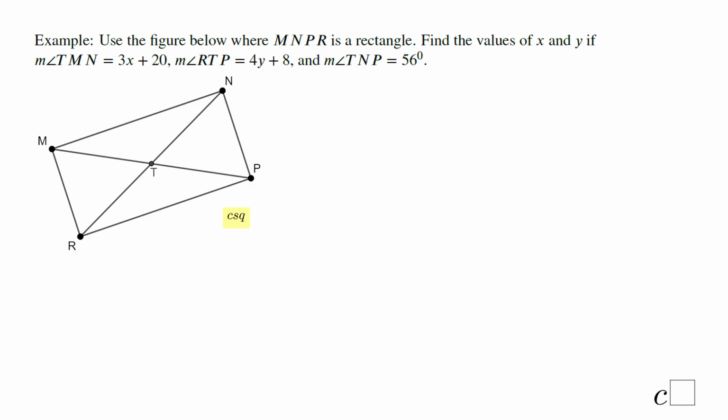Now let's take a look at my next example where we have a rectangle. Now we know it is a rectangle. Find the value of x and y if the measure of angle TMN, this one, is 3x plus 20, and the measure of angle RTP, this guy here, I'm going to mark it different because these angles are not the same, is 4y plus 8.